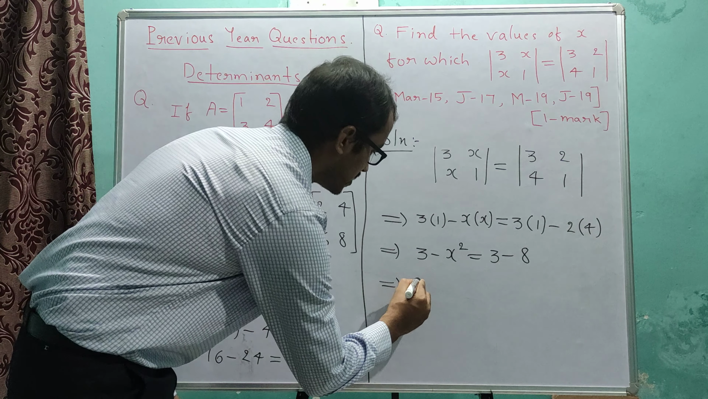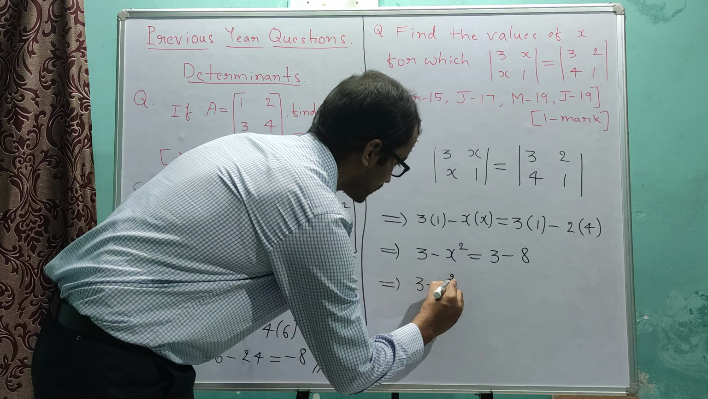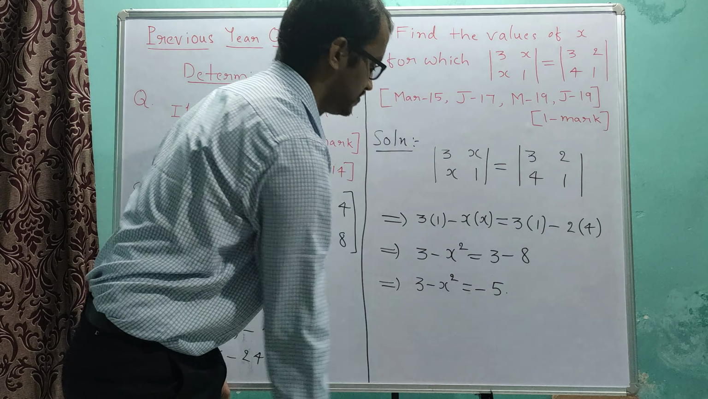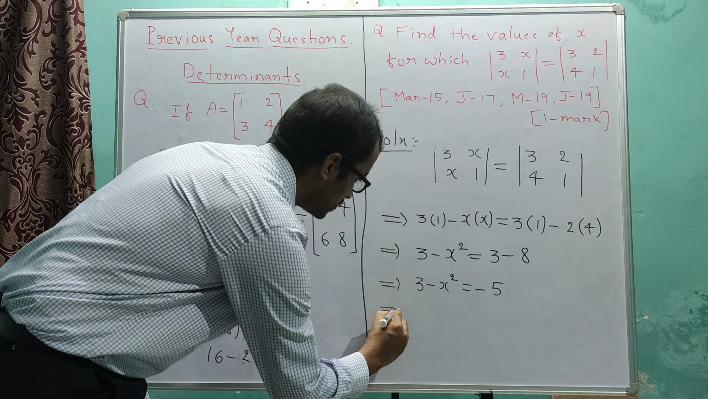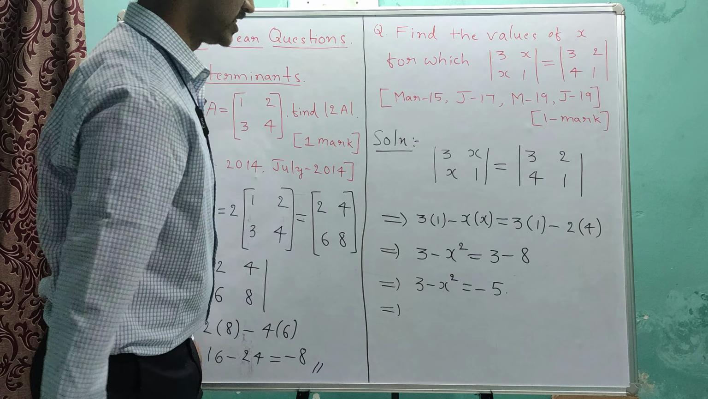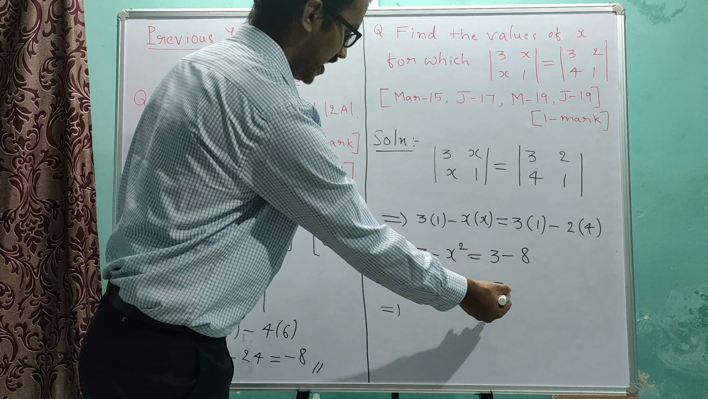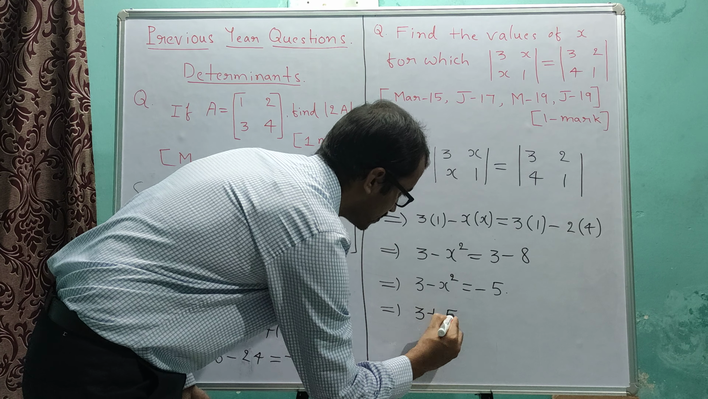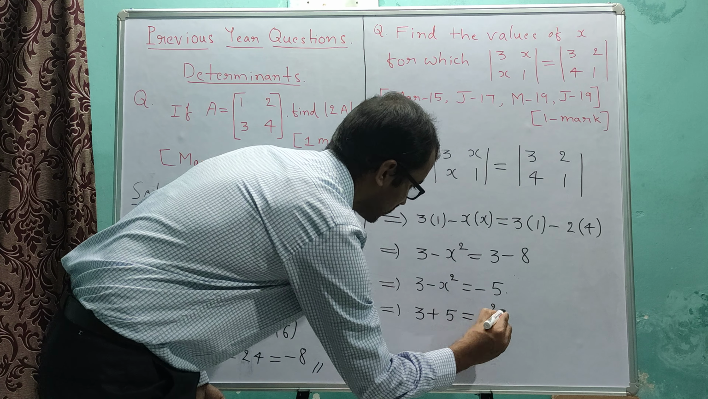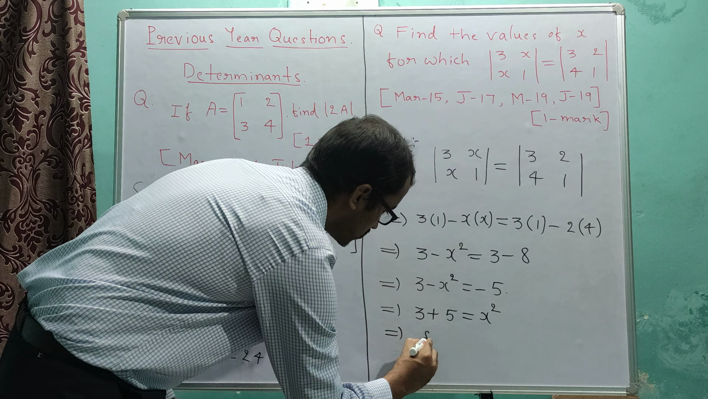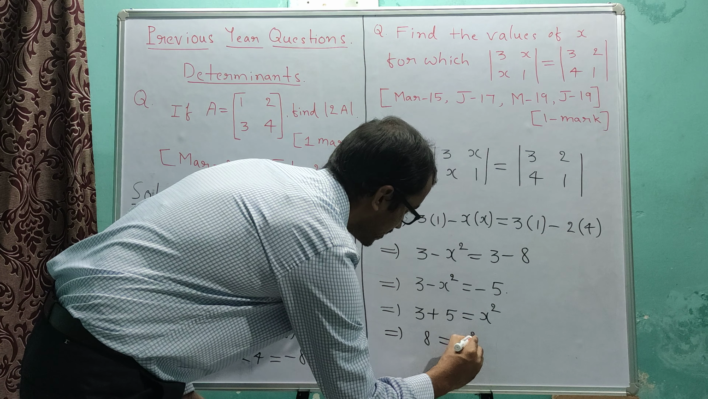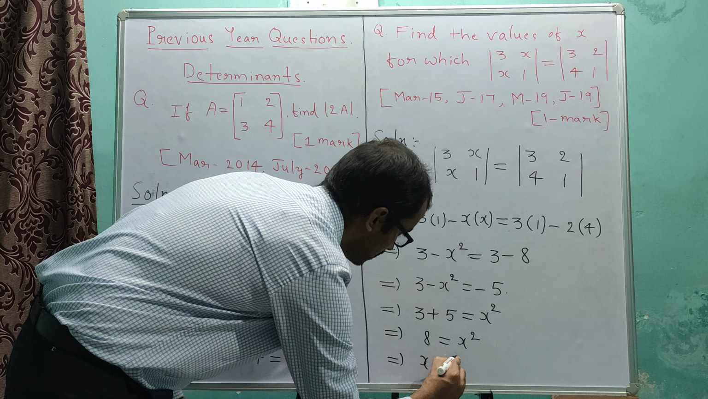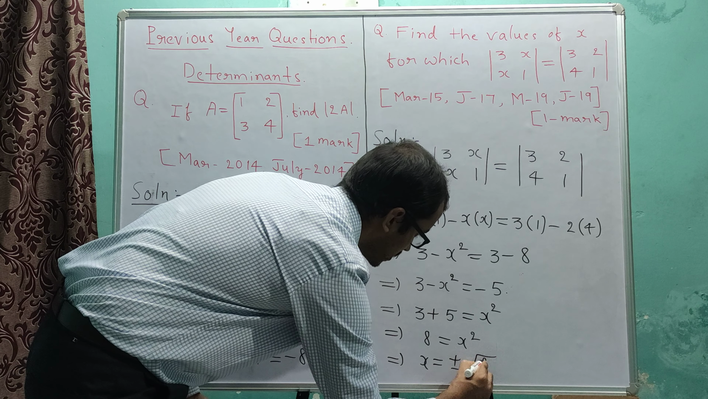Or 3 minus x square is equal to 3 minus 8, which becomes minus 5. Take minus 5 to the LHS and minus x square to the RHS. So that is 3 plus 5 is equal to x square. So 8 is equal to x square, or x is equal to plus or minus root 8.